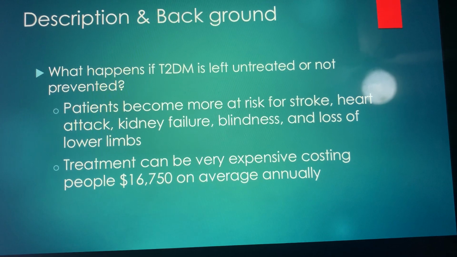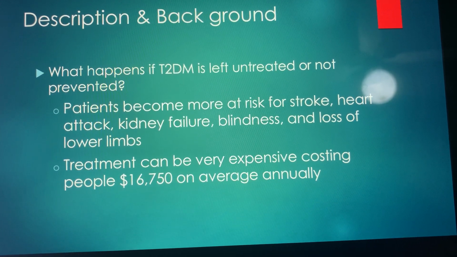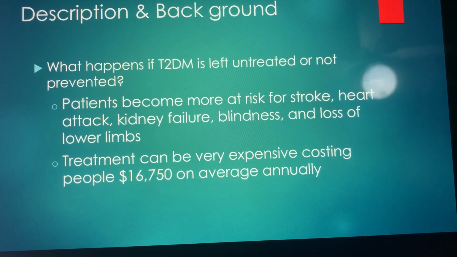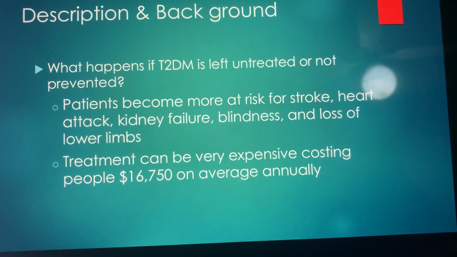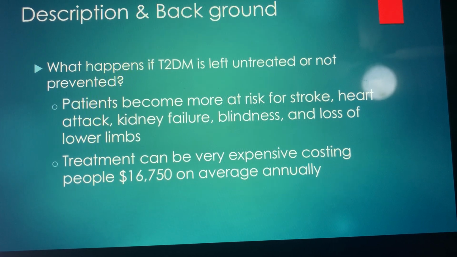Now, what happens if type 2 diabetes is left untreated or not prevented? Well, patients become more at risk for stroke, heart attack, kidney failure, blindness, and loss of lower limbs. And treatment can be very expensive, costing people up to $16,750 on average annually.